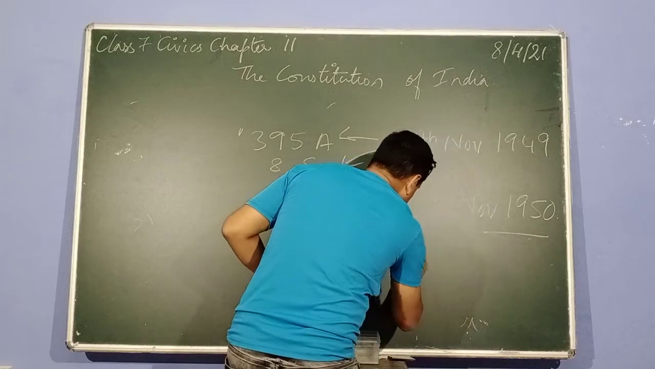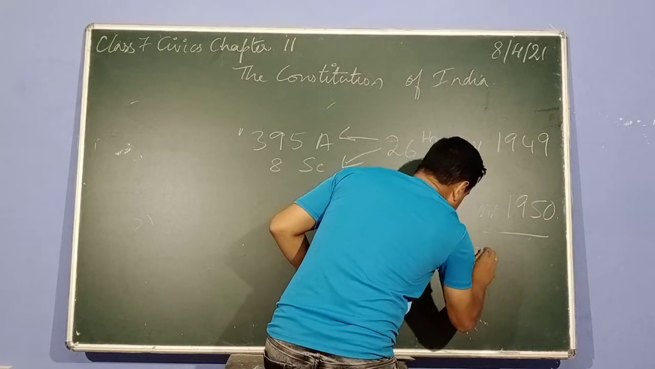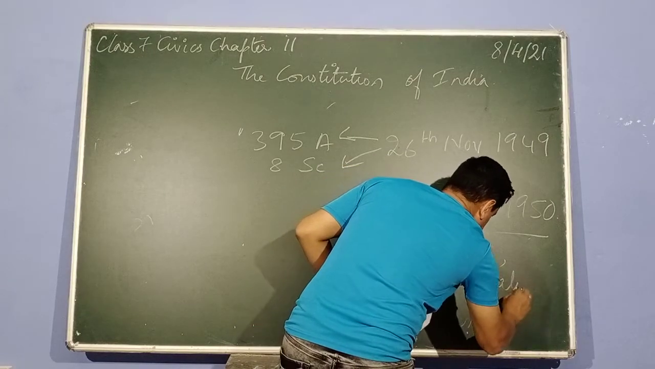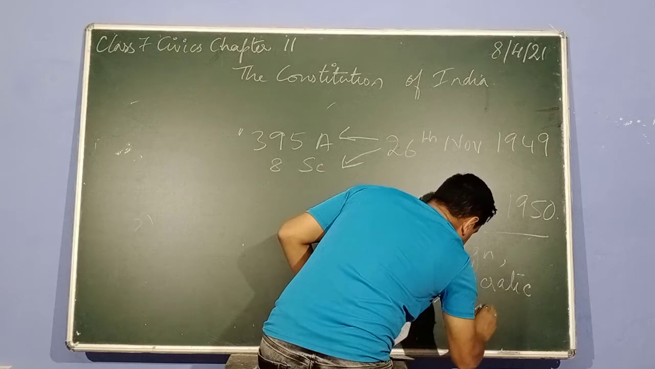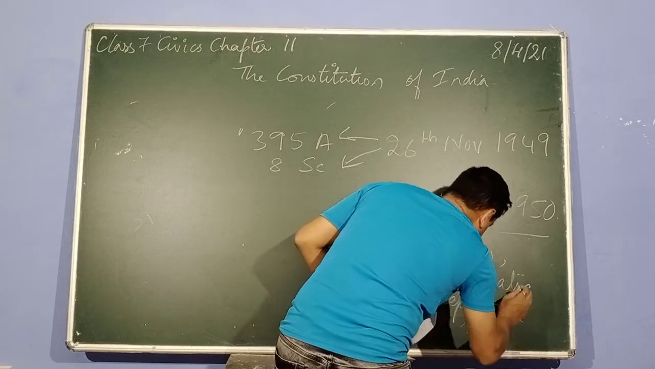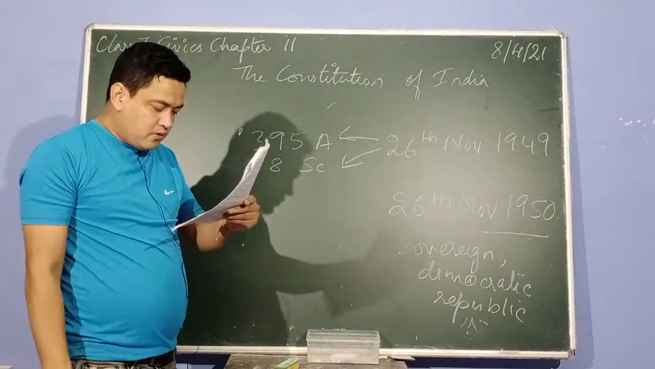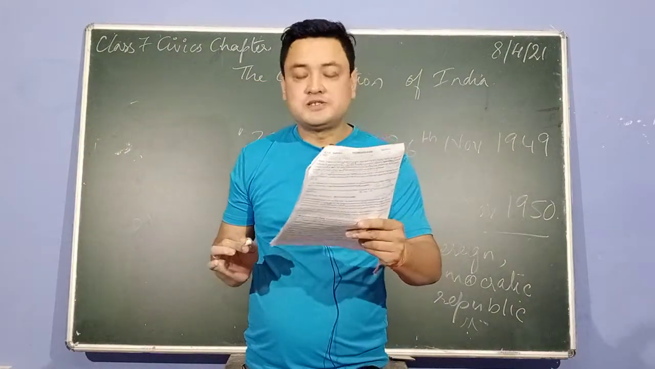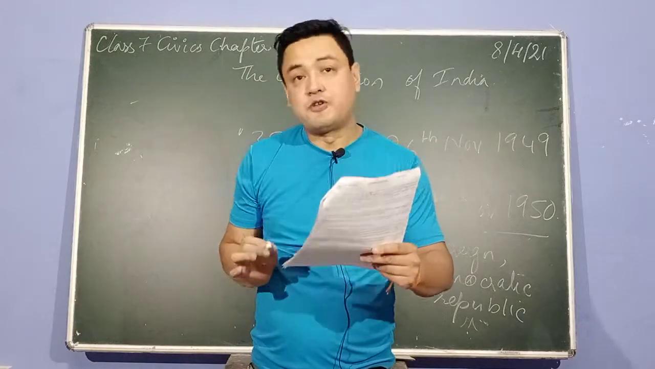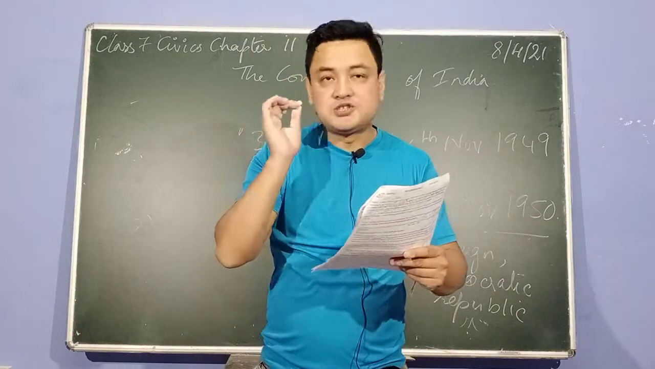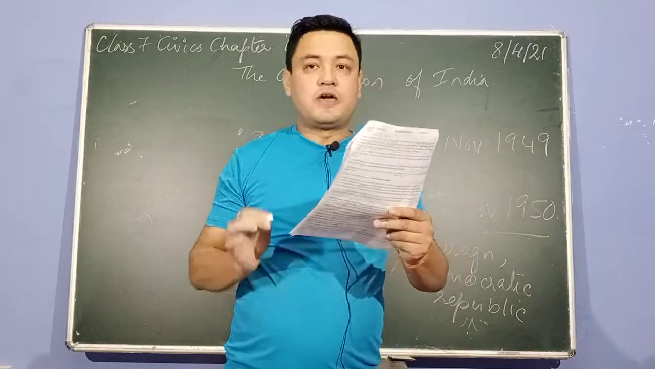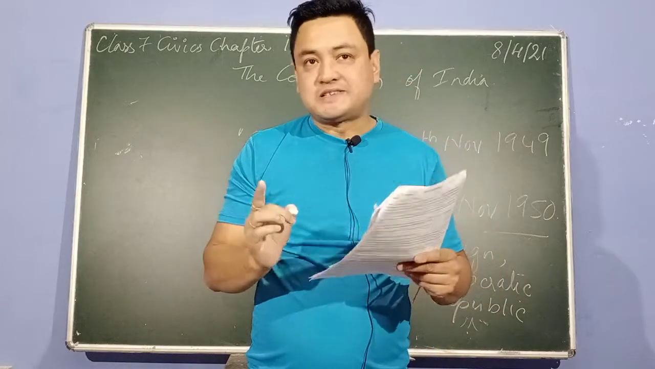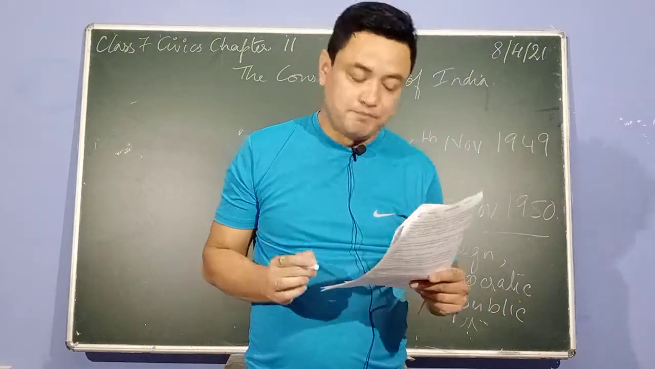So India is called a sovereign democratic republic, which we will be studying in the next class. When the Constitution came into force, C. Rajagopalachari became the first Indian Governor General. Remember that. He replaced Lord Mountbatten.